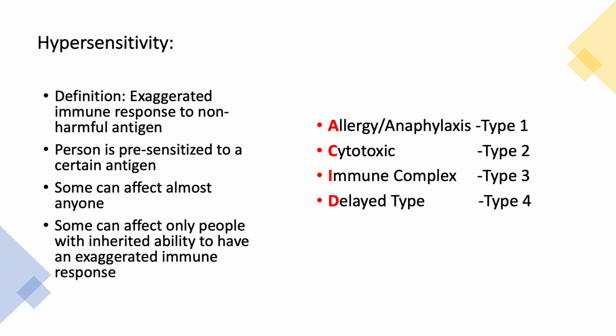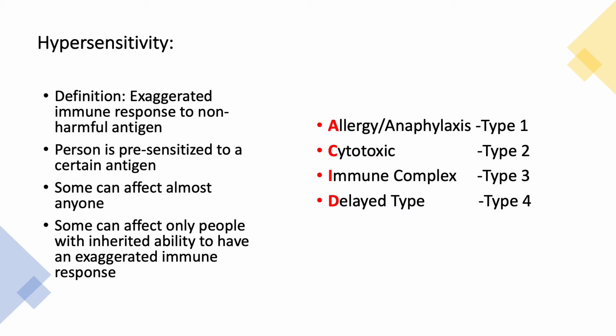A hypersensitivity reaction is an exaggerated immune response to a non-harmful antigen. In all hypersensitivities, the individual is presensitized to a particular antigen. Some hypersensitivities, however, can affect almost anyone, but others happen only to people with an inherited tendency toward an exaggerated immune response. We have 4 types of hypersensitivity reactions.